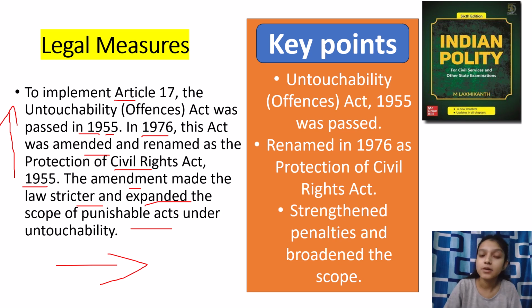Now we will understand the key points. The Untouchability Offences Act 1955 was passed, so that is the historical background of untouchability. It was renamed in 1976 as the Protection of Civil Rights Act. Now we don't refer to it as the Untouchability Act because it was renamed as the Protection of Civil Rights Act in 1976. It increased penalties and broadened the scope. So that is the very aim of this.